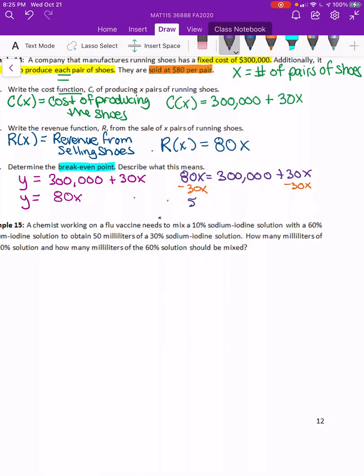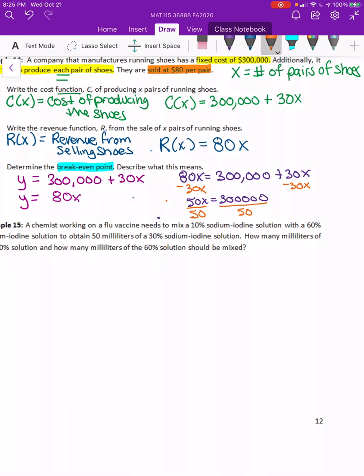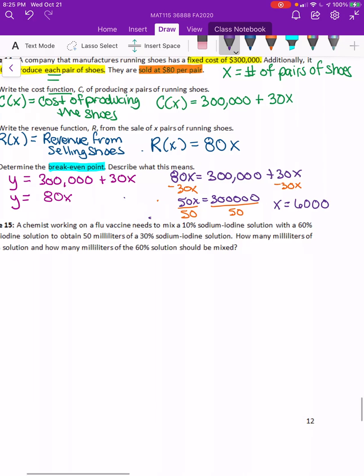So we'll get 50x is equal to 300,000. Then we'll take x and divide it by 50. So we take 300,000 and divide it by 50. When we do that, we'll get x is equal to 6 with 3 zeros, so 6,000. So x is 6,000.